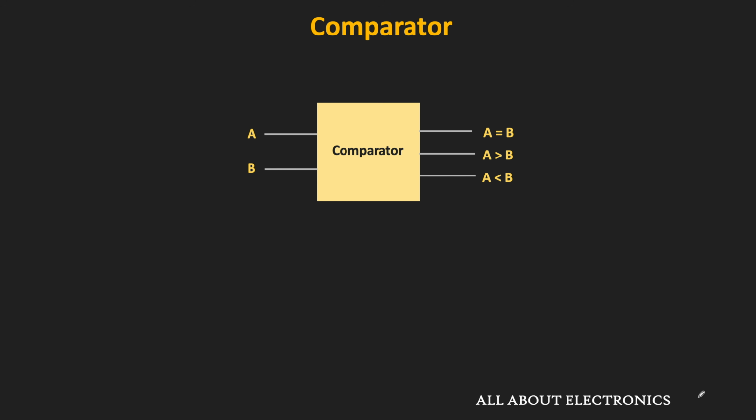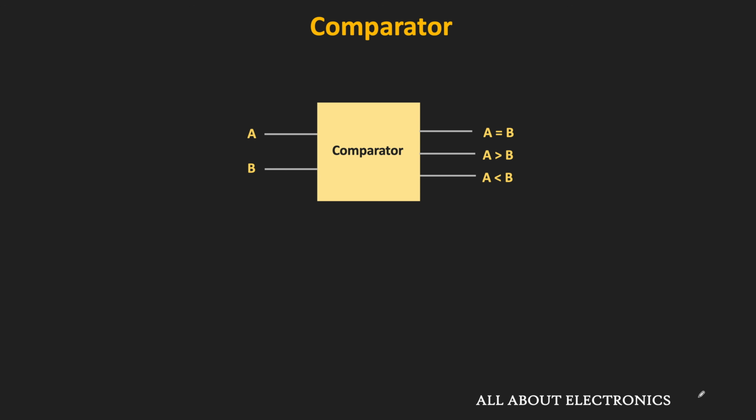This magnitude comparator is a combinational circuit which compares two n-bit numbers and gives the output in the form of three status variables, that is A is equal to B, A greater than B, or A less than B. And depending on the inputs at any given time, only one of the outputs is high. Now let us see the design of this digital comparator.